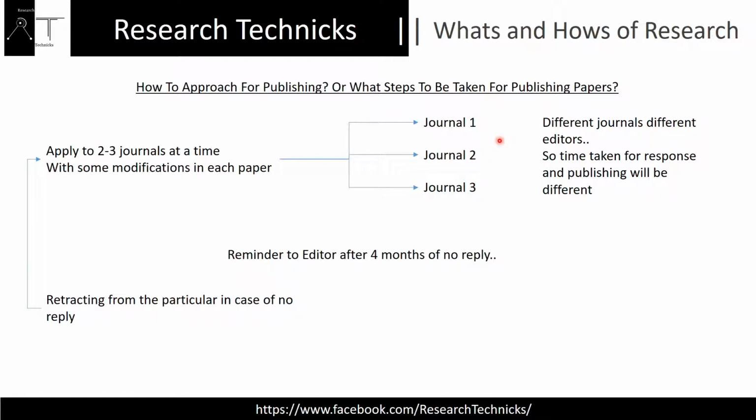Why? First, all those will have different editors. When they have different editors, they will have different response times, and accordingly they will have different publishing times. So suppose journal 1 was the first to give you a response, whether accepted or rejected, different matter. If rejected, then no problem, you have 2 backups also.